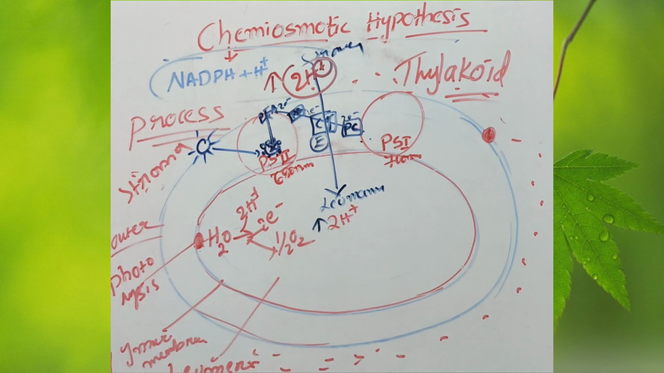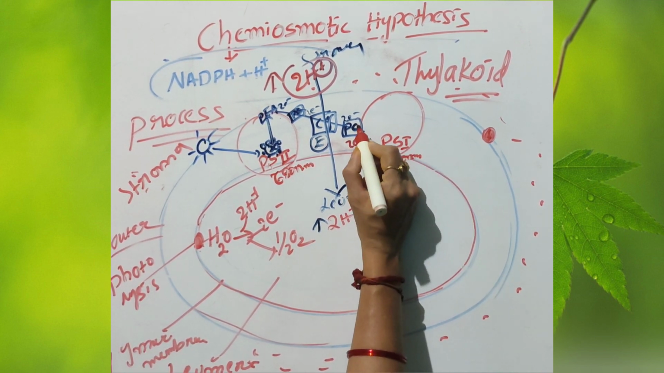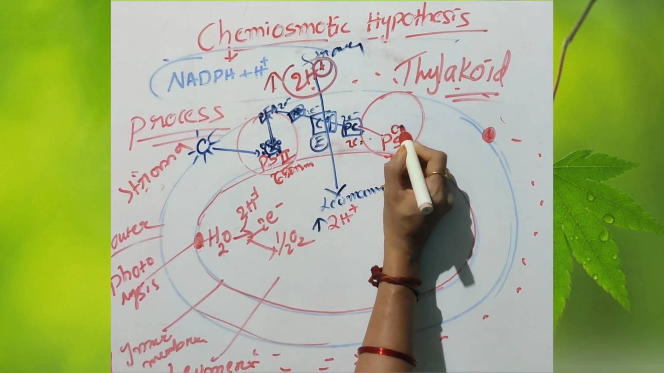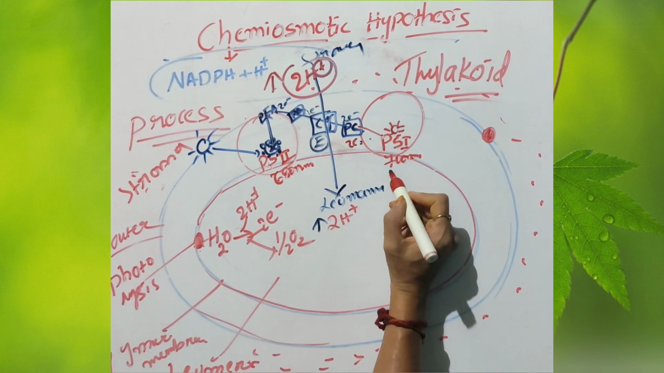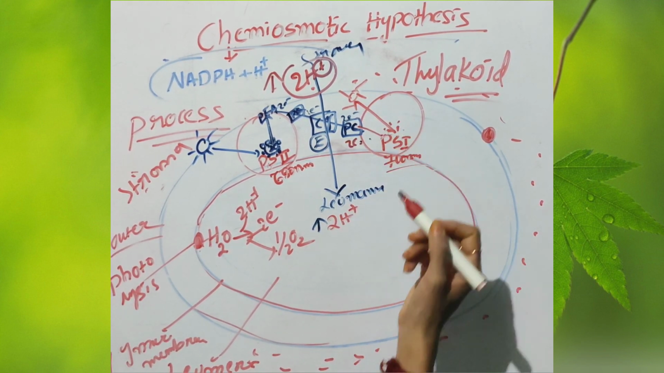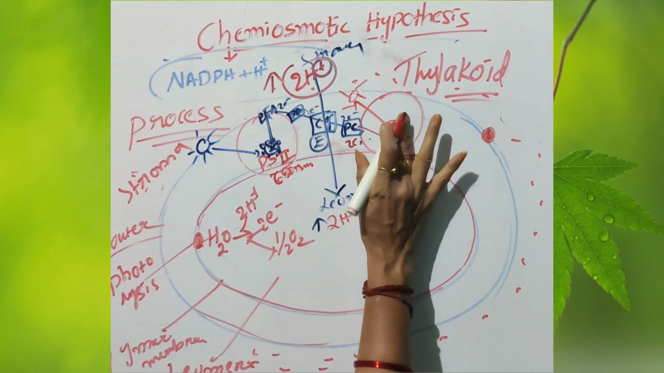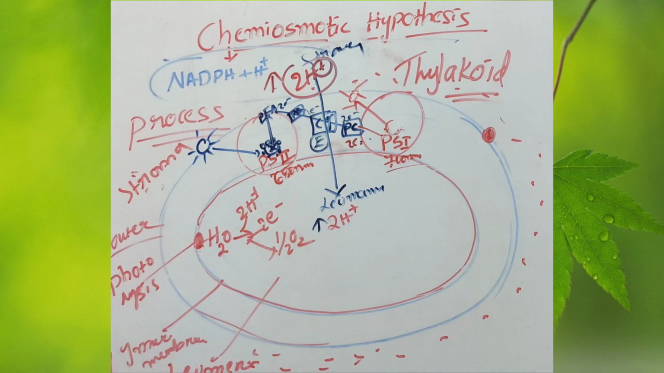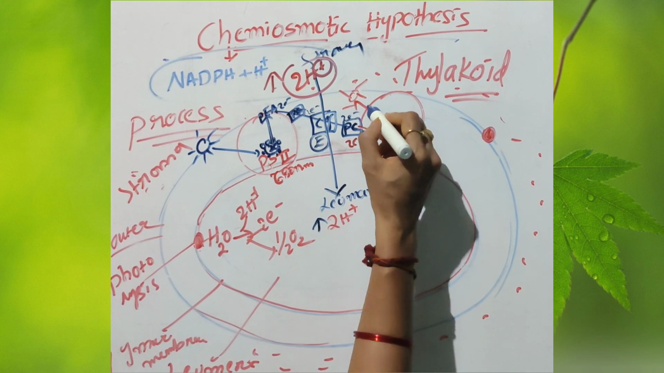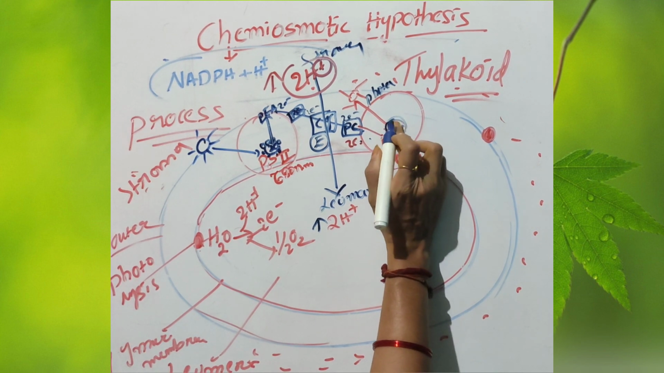Next, continuing the process, the pair of electrons gradually enters photosystem 1. In photosystem 1, the reaction center absorbs at 700 nanometers. Once again light falls on the reaction center, and a large amount of energy is released with the help of photons from sunlight. This energy is utilized further.